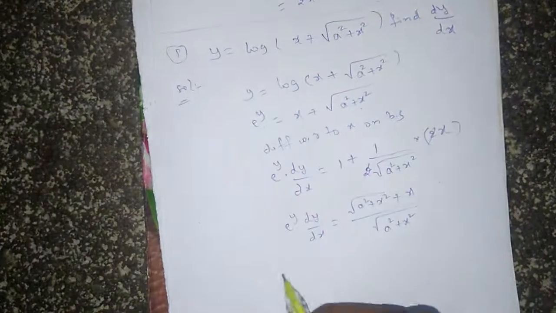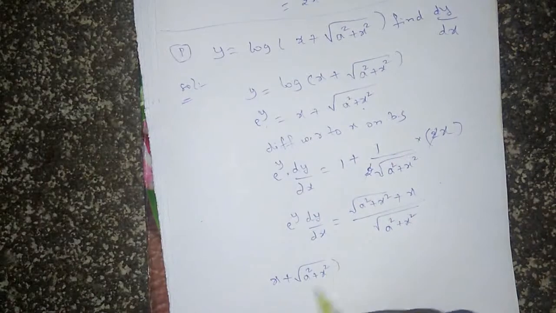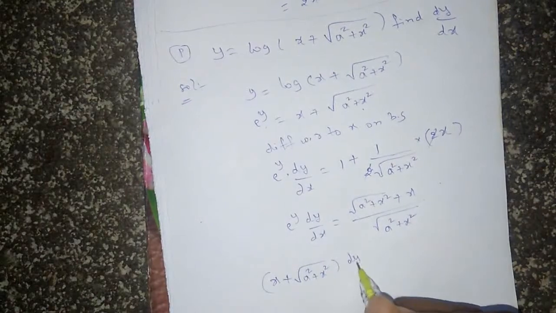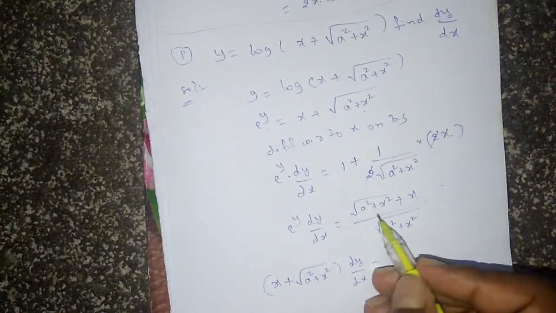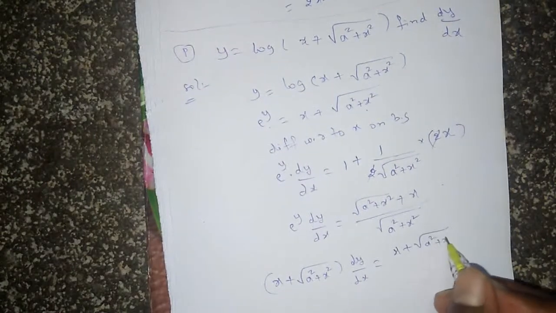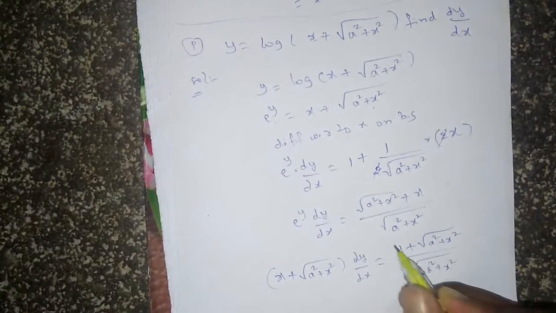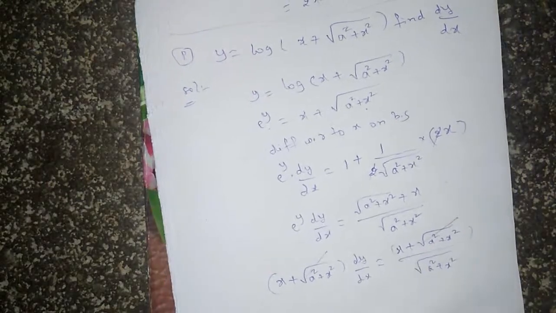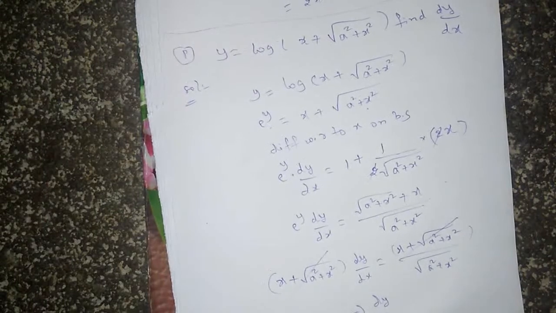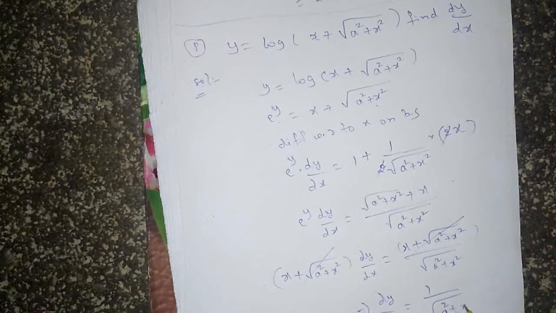From this, x plus root of a square plus x square into dy by dx is equal to, this can also be written as x plus root of a square plus x square by root of a square plus x square. These two terms are the same, they get cancelled, therefore dy by dx is equal to 1 by root of a square plus x square.